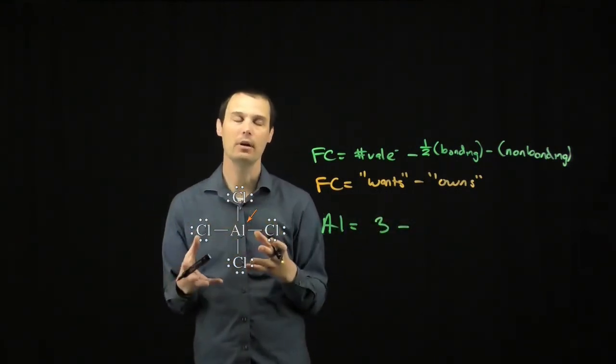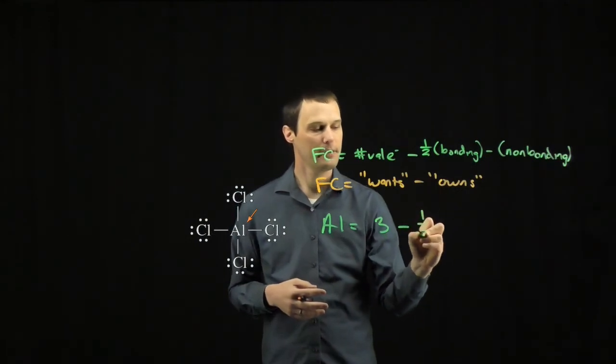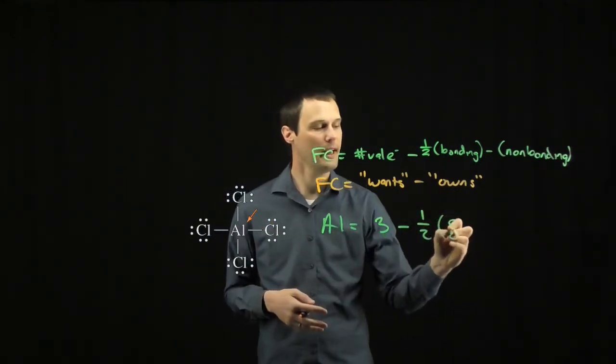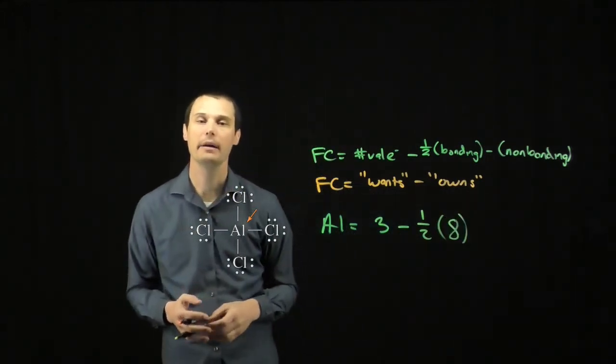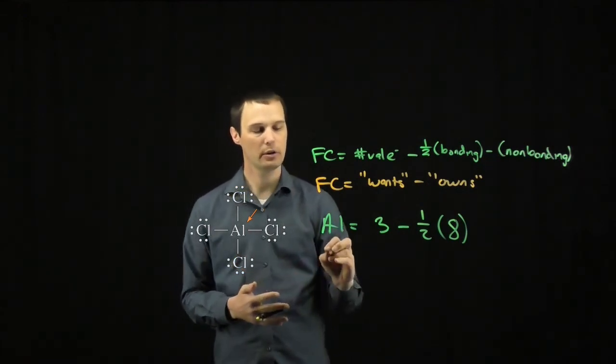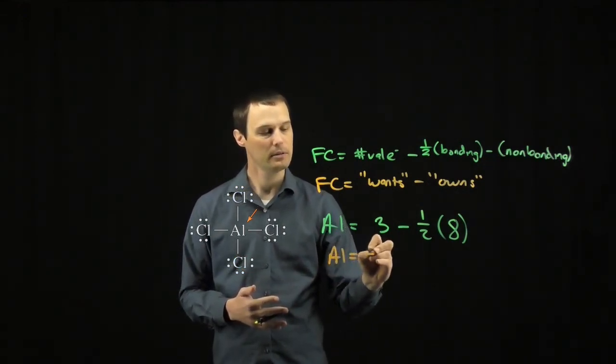So it owns half of all of the bonding electrons. There are 4 bonds, so 2, 4, 6, 8 bonding electrons, and it owns half of those 8 bonding electrons. Half of 8 is 4, and 3 minus 4 gives us a charge on aluminum in this molecule of -1.